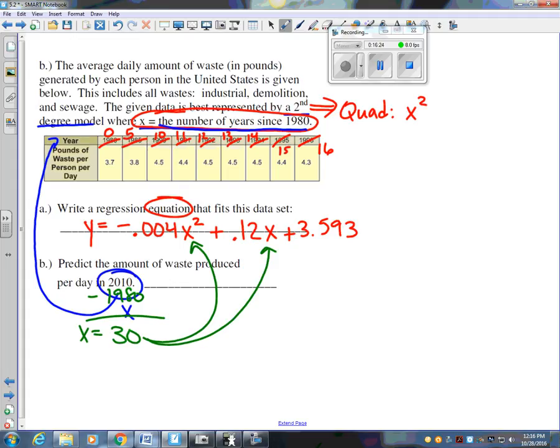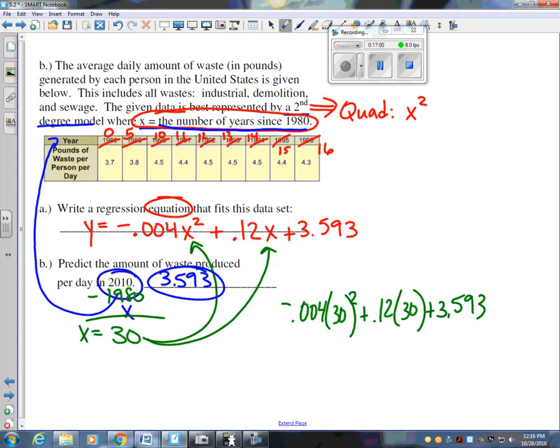So x is 30, and we're going to plug that into our equation. On the main screen of the calculator, you would do negative 0.004 times 30 squared plus 0.12 times 30 plus 3.593. I'm doing it right now, do it in your calculator as well. You get 3.593 is your answer.